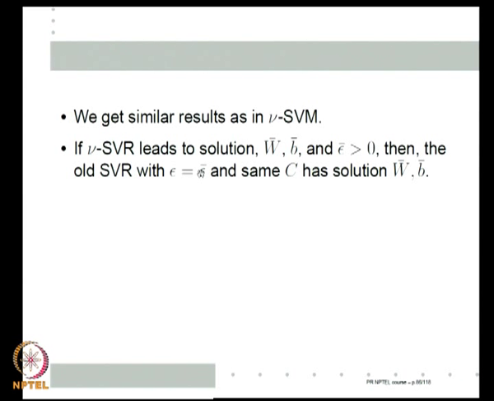The only thing is we beforehand do not know how to set this parameter, because for this data set we do not know what is the tolerable error. That is why nu SVR is good, except that once I get a particular epsilon bar, for that epsilon bar I get the same solution in the old SVR also. So, this is the actual exact formulation.